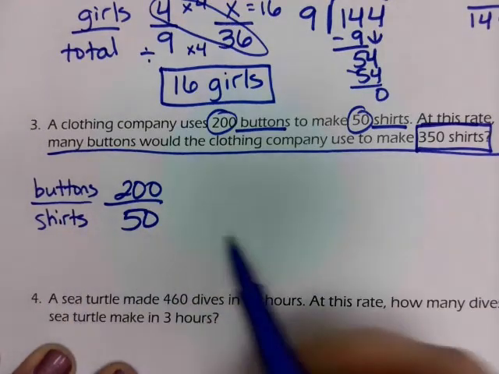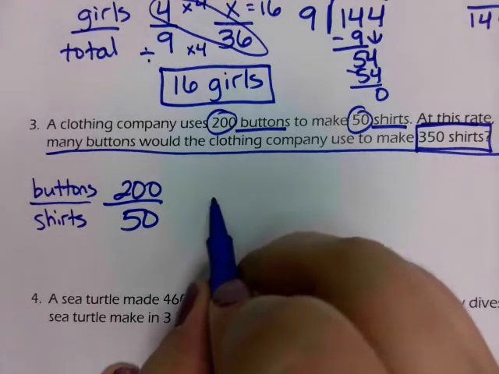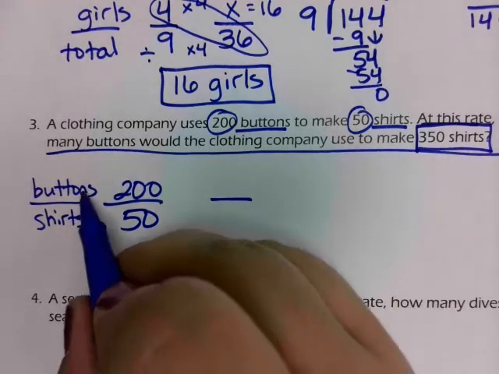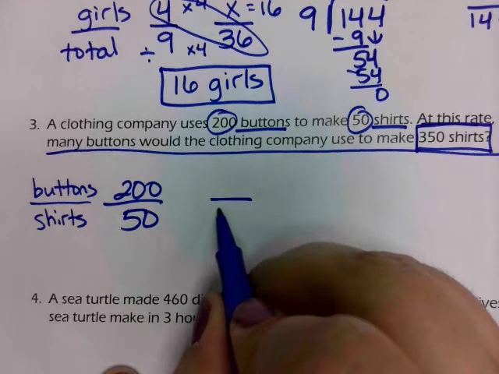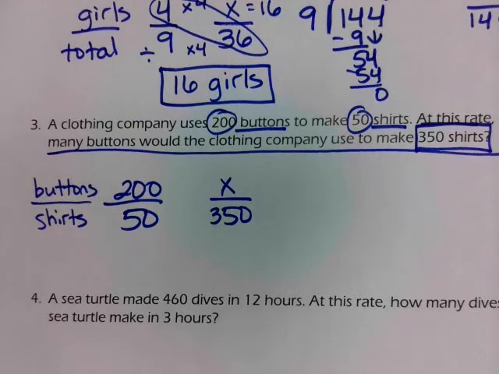So there's my words that go with my ratio. And then I need to put that 350 somewhere. So 350 represents shirts. Shirts are at the bottom. So 350 goes here. And I'm solving for X. All right, so this is a very big problem. The numbers are very large. But that's okay. There's a lot of zeros, so it makes it a little bit easier.